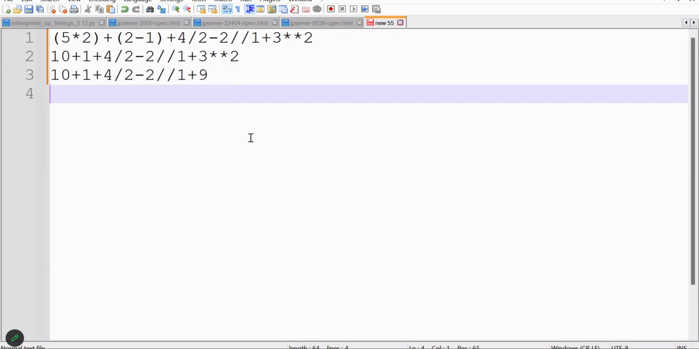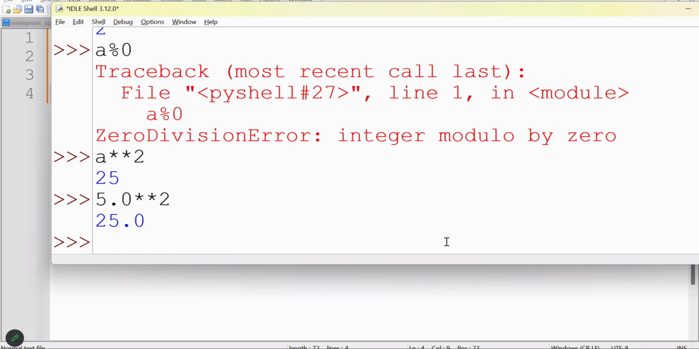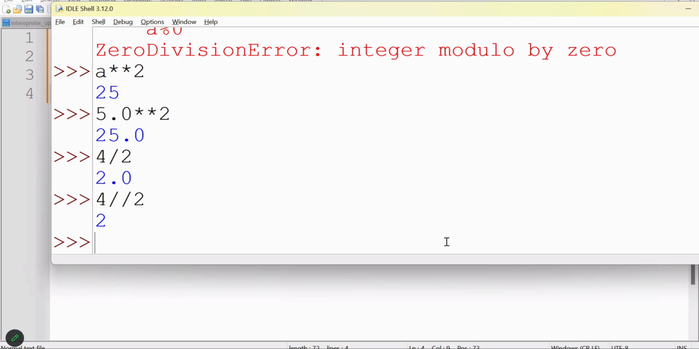Now we have to go for the division part, from left to right. Now you tell me what this will be. This should be 2. I'm expecting the exact answer. But this is not a floating point, is it? True division will give a floating value like that only. 4 slash 2 will always give a floating point. If you want an integer, then you go for floor division.